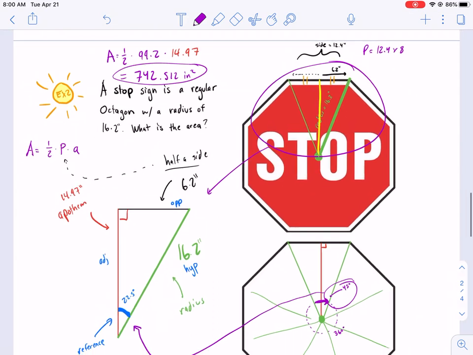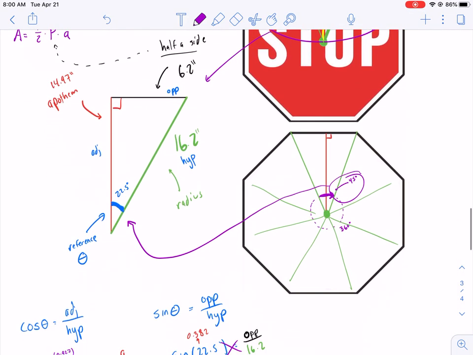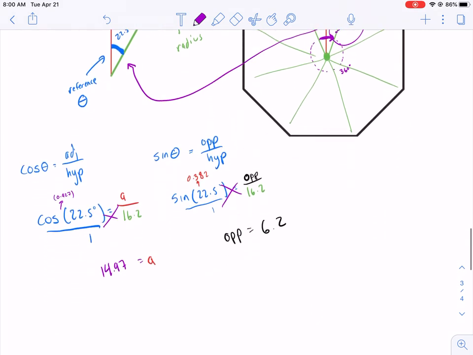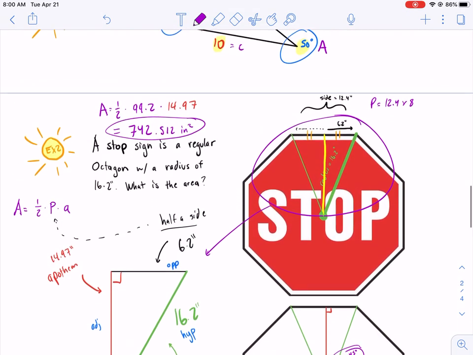A long problem, but trigonometry can help you solve any problem. It makes it a lot more relevant to the real world because real world numbers aren't super nice.